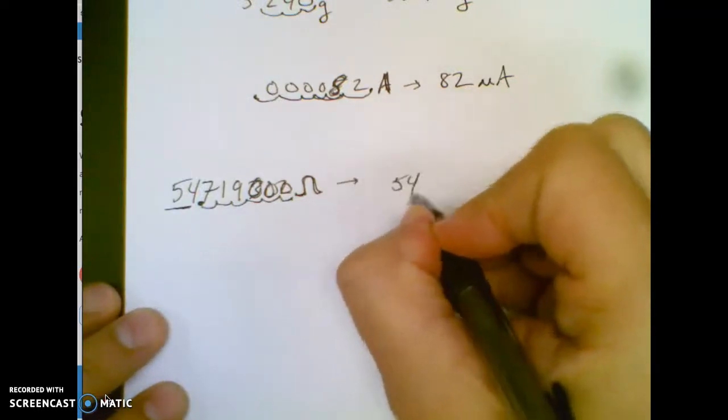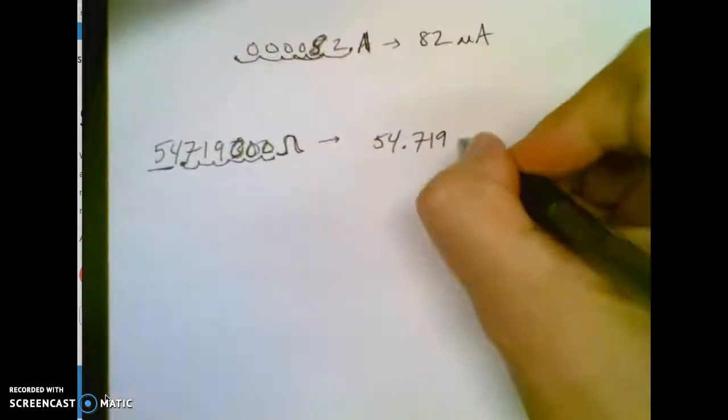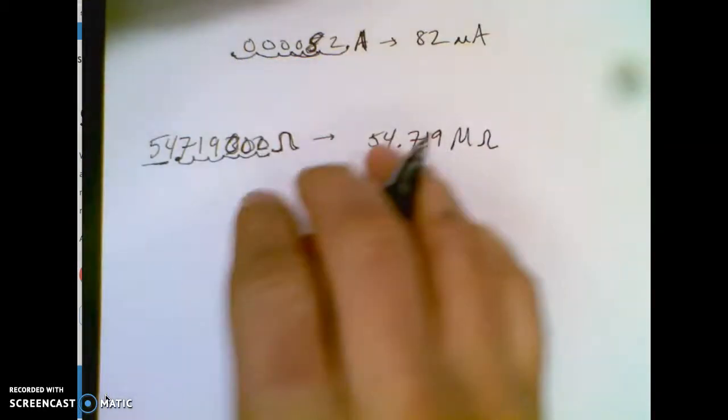That is worth 54.719. And what do I put on it? It was a huge number. It's a mega ohm. Right? Okay, so you're moving either 3 or 6, and you just got to remember these special ones.